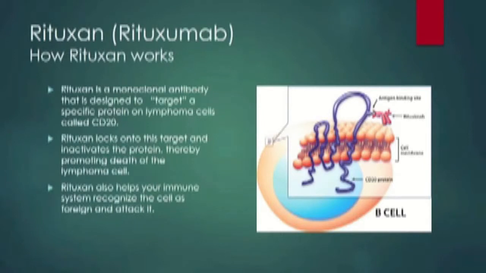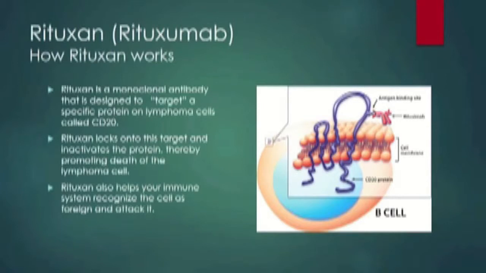Rituxan, or Rituximab, is actually a monoclonal antibody, and it's designed to target or inactivate a specific protein on lymphoma cells, which is called CD20. Rituxan locks onto that target, CD20, and inactivates the protein, thereby promoting death of the lymphoma cell. Rituxan also helps your immune system recognize the cancer cell as foreign and attack it.